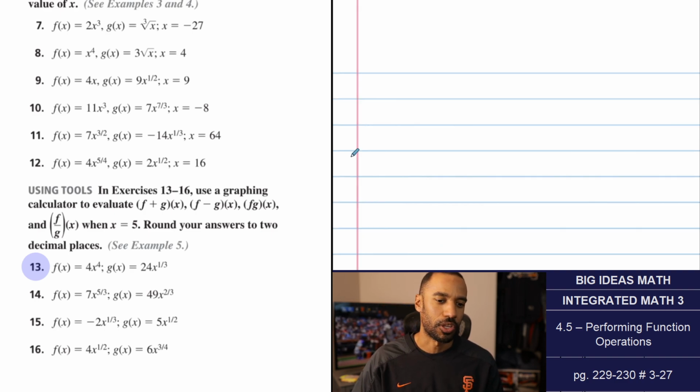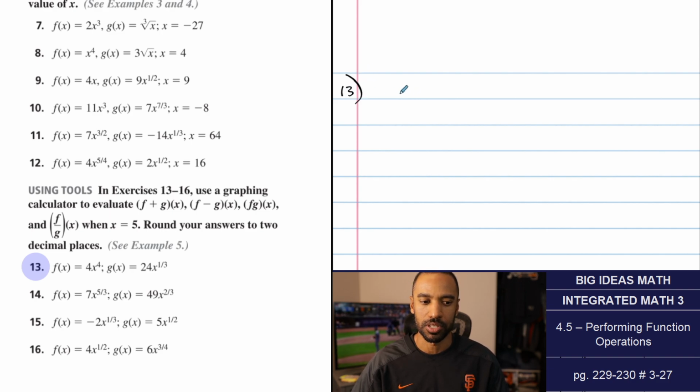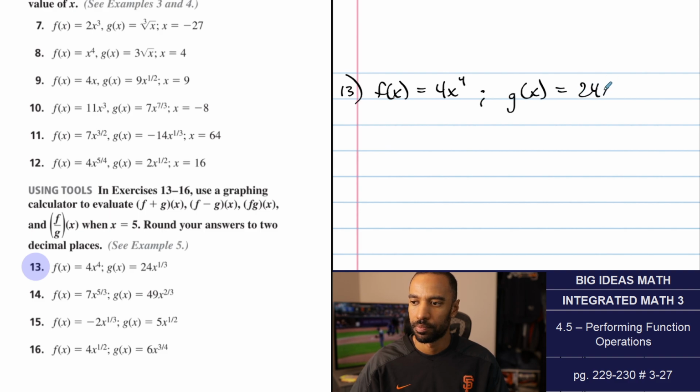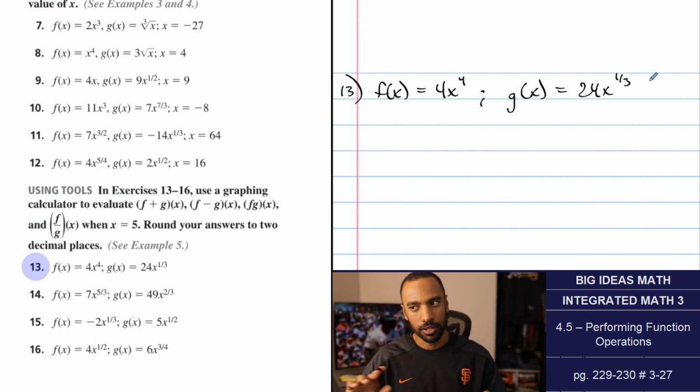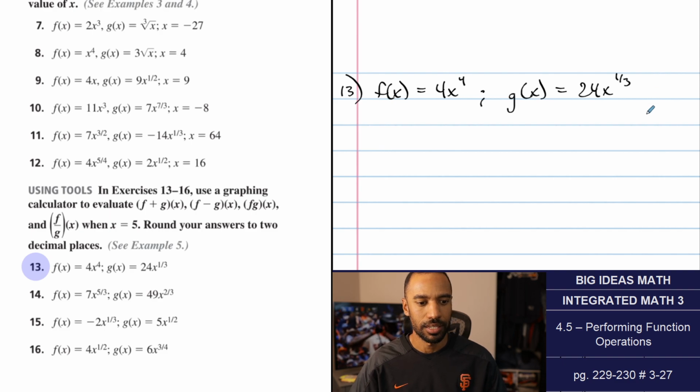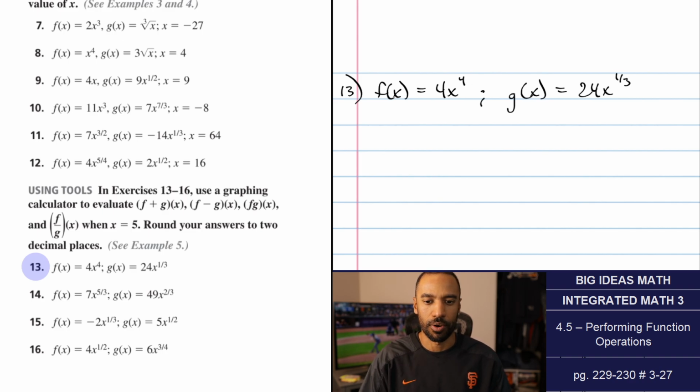All right, in 13 to 16, use a graphing calculator to evaluate these ones when x equals 5. Round your answers to 2 decimal places. All right, so we're going to start with this one. We'll call this our y1. And this one we will call our y2. So it's straight to calculator. We're just going to let it do it. So we're going to figure out basically, well, I'll write them afterward. Let's go to the calculator for that.